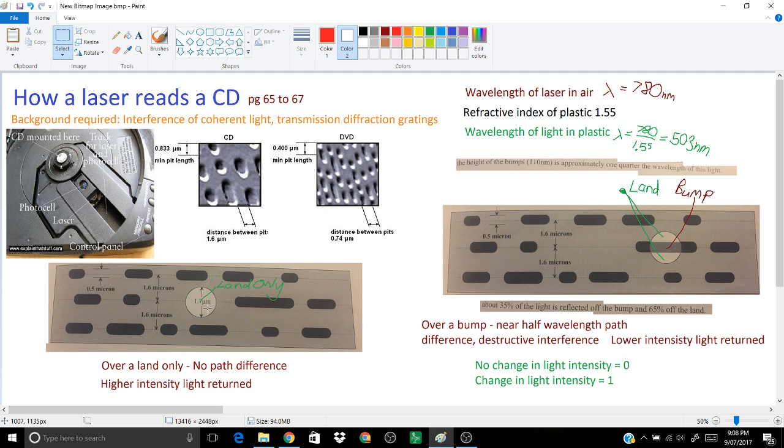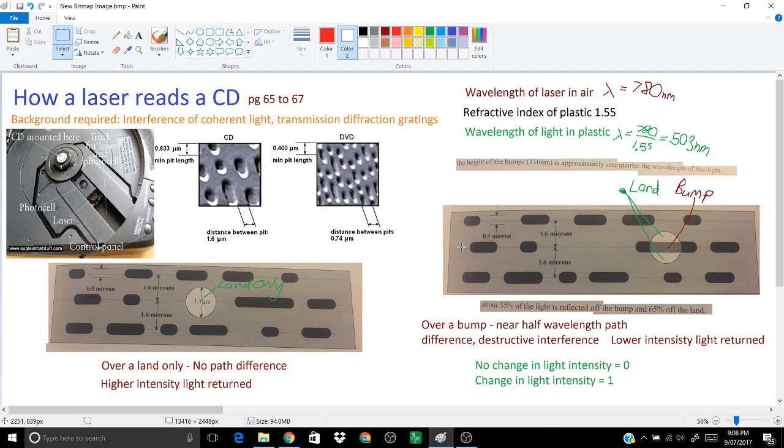Now, if there is a change, so if it's gone from a land to a bump or a bump to a land, there's been a change of light intensity from bright to dim, or from dim to bright. If there is a change in light intensity, it returns a one. And this is how the laser beam reads the information off here.